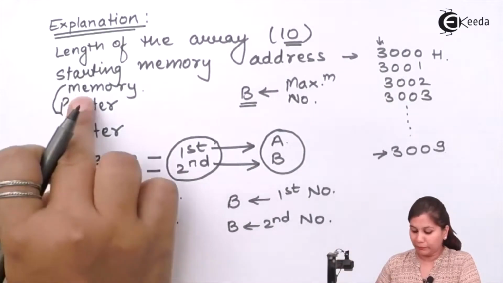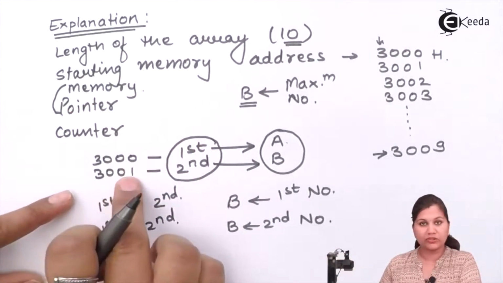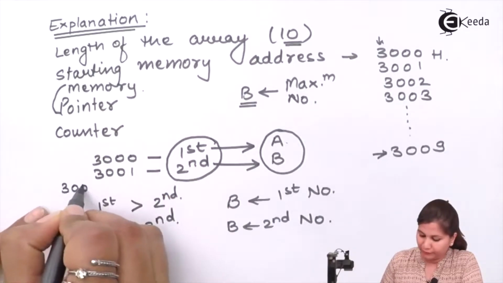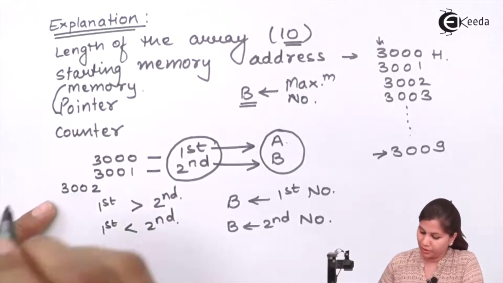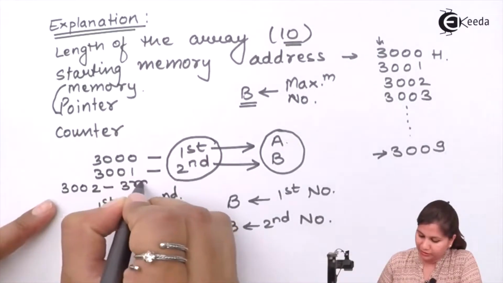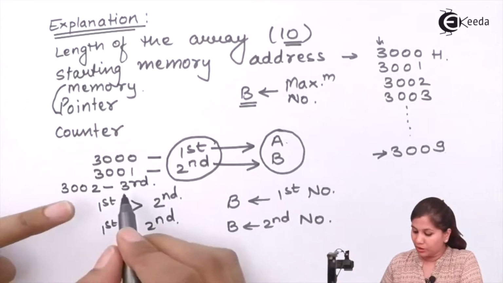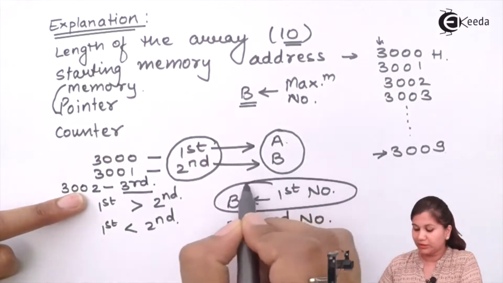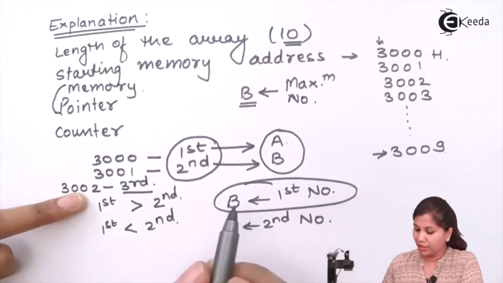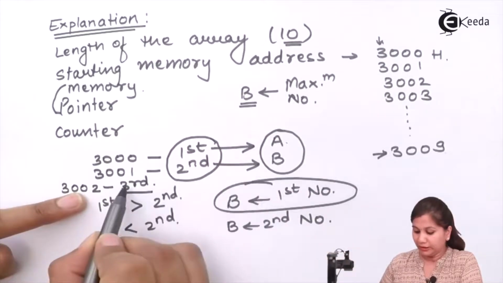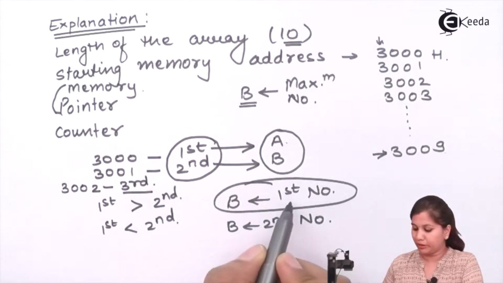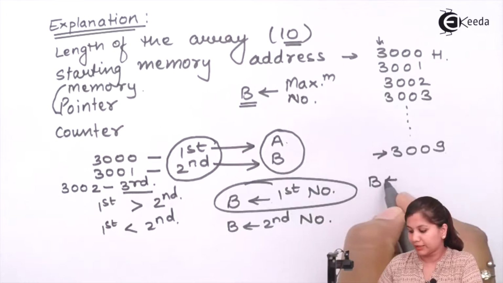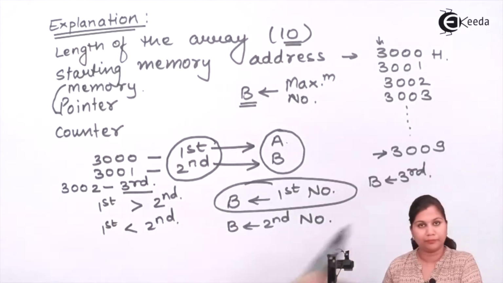Now the memory pointer, which is pointing towards the 3001 memory location, will be incremented. Now it will come to 3002. At 3002 we have our third number. This third number will be compared with the maximum number which is in the B register. Suppose that the third number is greater than the first number, then their contents will be exchanged. Now in B we will get the maximum number, which is the third number.